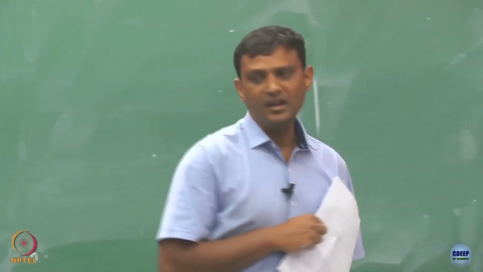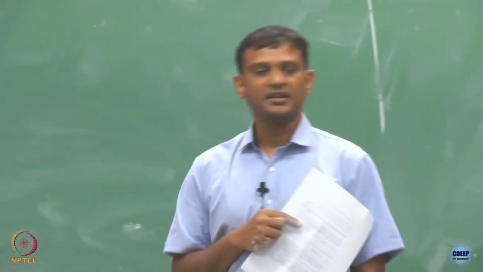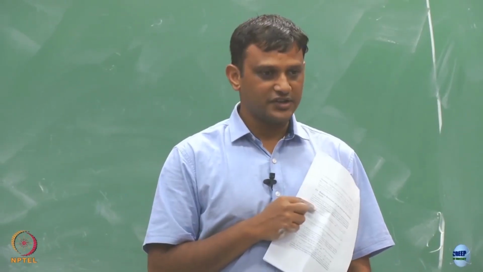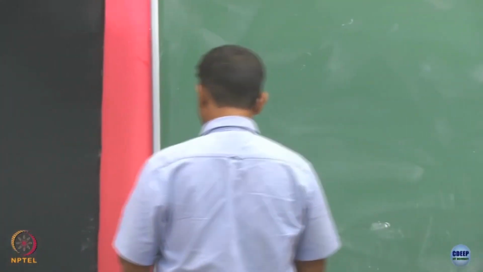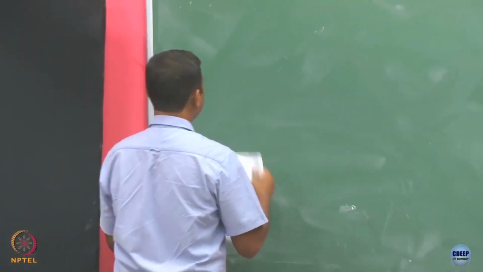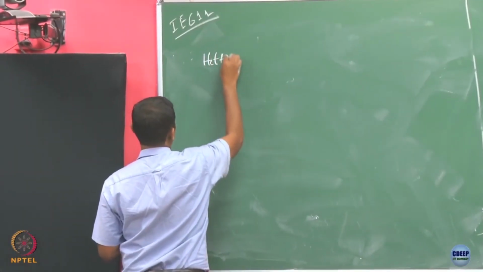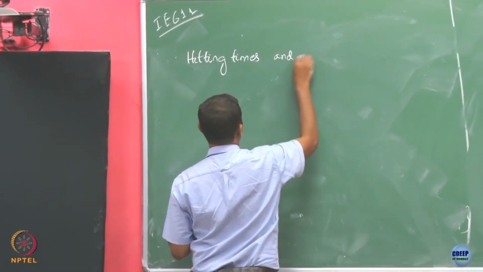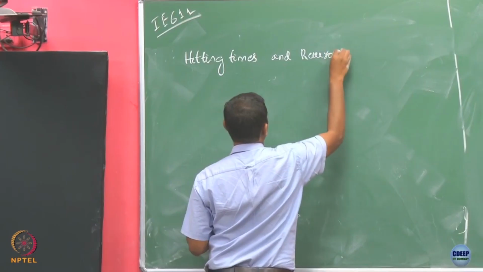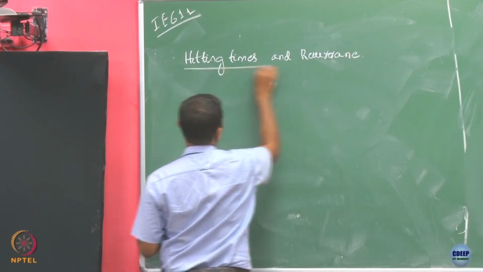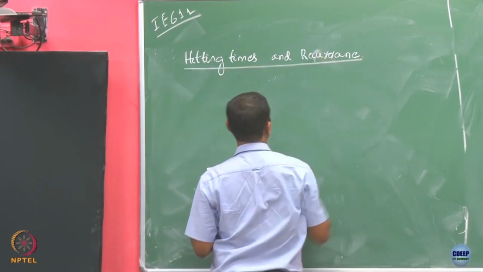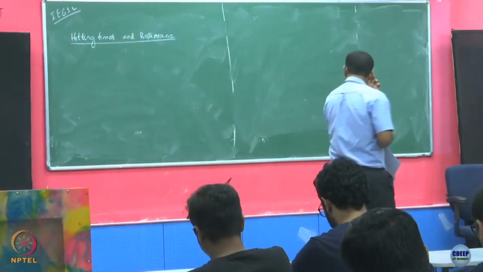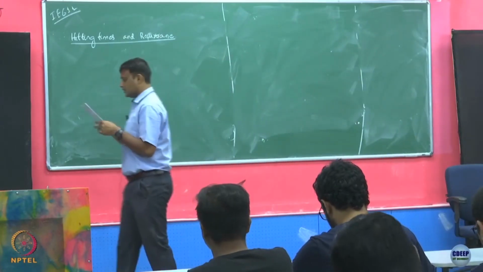For example, on an average how many times my share price crosses a certain number, and you want to understand the distribution of such counts. So for that we have this notion of hitting times and recurrence.